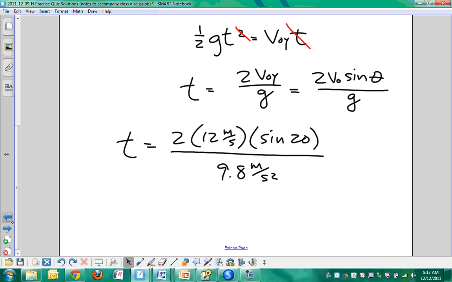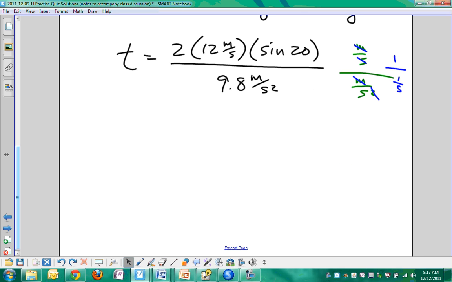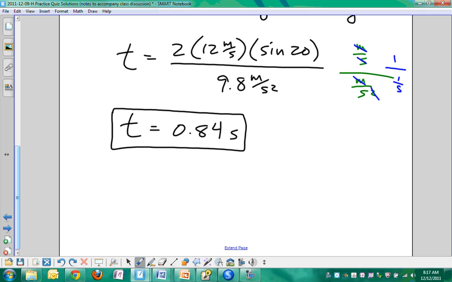All right, so what is that going to give us dimensionally? Let's take a look quickly. We get meters per second over meters per second squared, and then the meters cancel. This cancels out one of these. We get 1 over 1 over seconds, which is seconds. So that gives us time, which is what we're looking for. Now, when we plug all the stuff in, the calculator brigade says 0.84 seconds is how long the track star will be in the air.